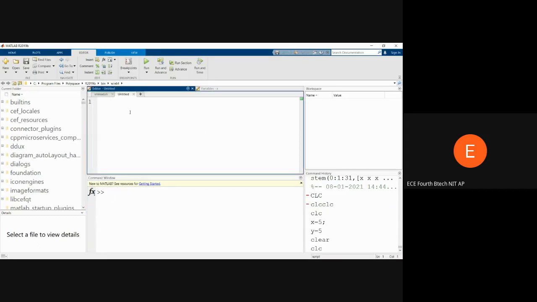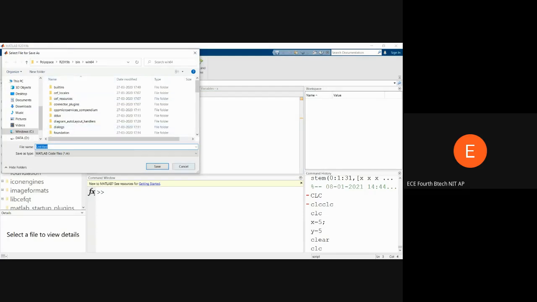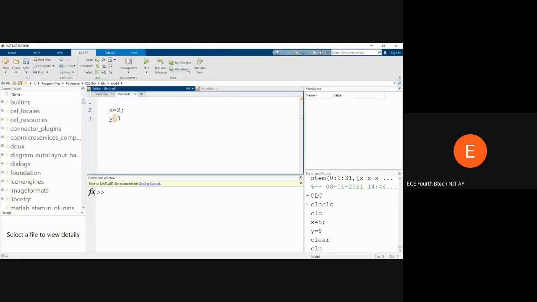Now I'm writing the same instructions over here. x is equals to 2, and I kept a semicolon. y is equals to 3, I kept without a semicolon. Now if you try to run this, it will ask you to save the program, giving me the path for saving. I don't want to save this program, so without saving the program also you can run.